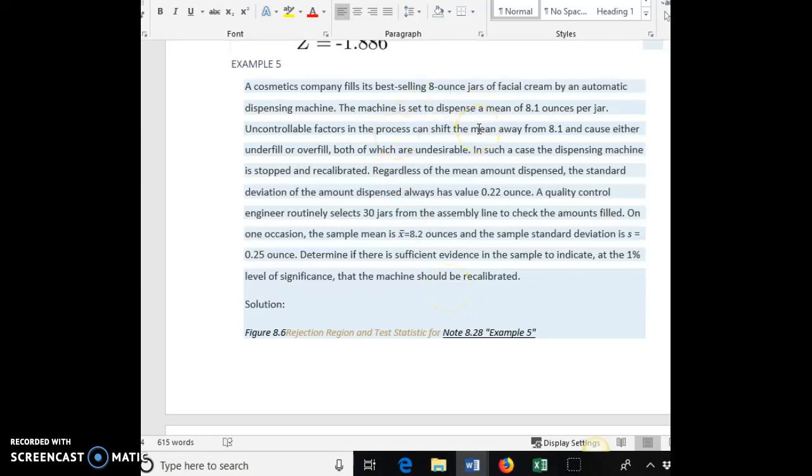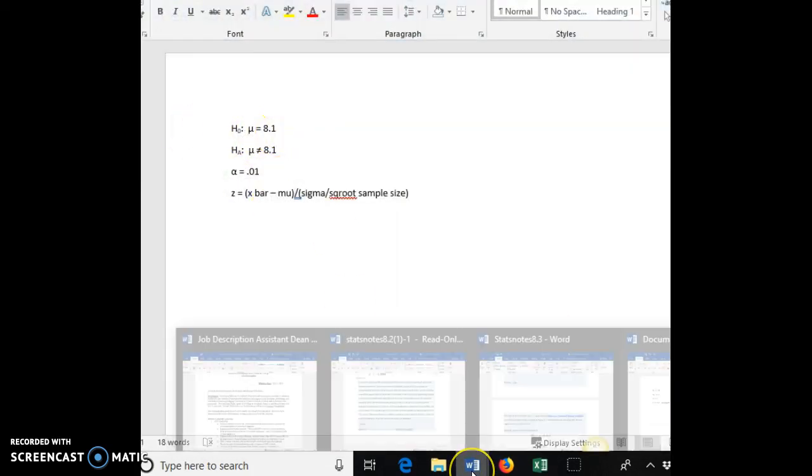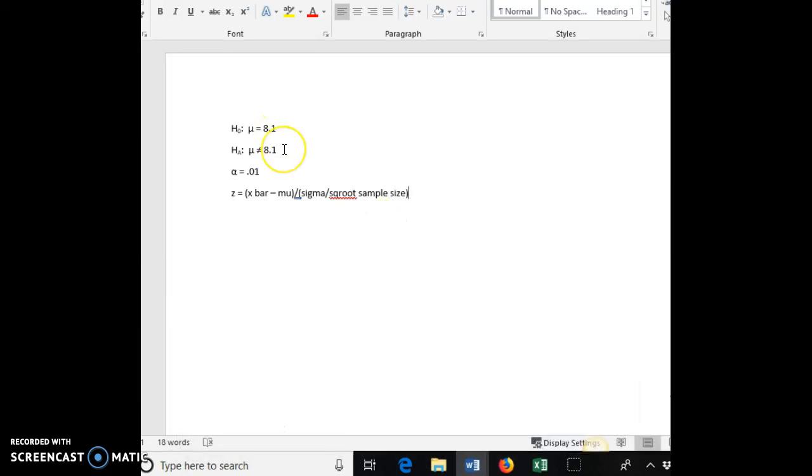This machine is supposed to fill everything to 8.1 ounces. So our null is going to be that status quo of what it's supposed to do and has always done in the past. So our null hypothesis is that the mean is 8.1. Now, we care if it's anything different from 8.1. If the machine underfills or the machine overfills, we've got a problem. So our alternate is the mean is not equal to 8.1, anything but what we need it to be. We were told that we want to do this at a 1% level of significance, so alpha is 0.01.